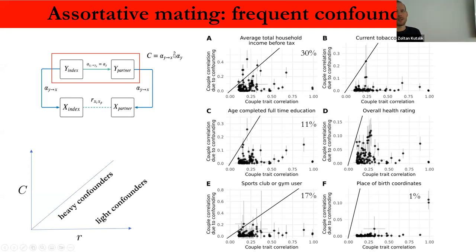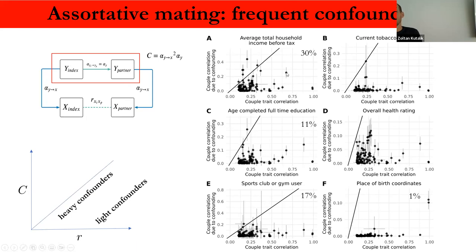So it would be the Y to X causal effect squared times the causal effect, or even similarity, phenotypic similarity, or for another trait. That would be the expected correlation that we expect if there is nothing else acting, there is no causation here, it's purely because of a confound. So that's what I'm showing on the y-axis, and on the x-axis, I just show simply the couple trait correlation.